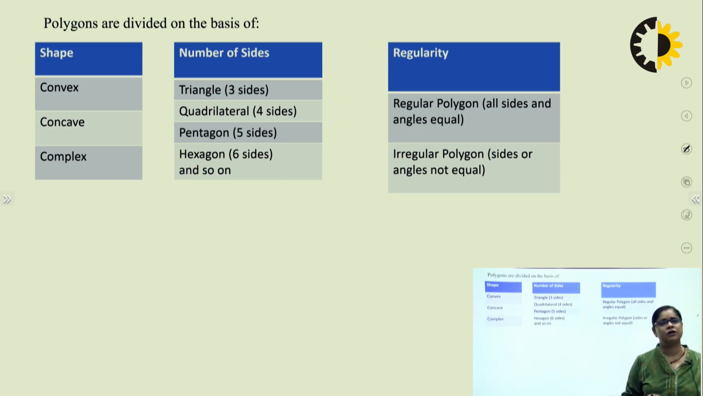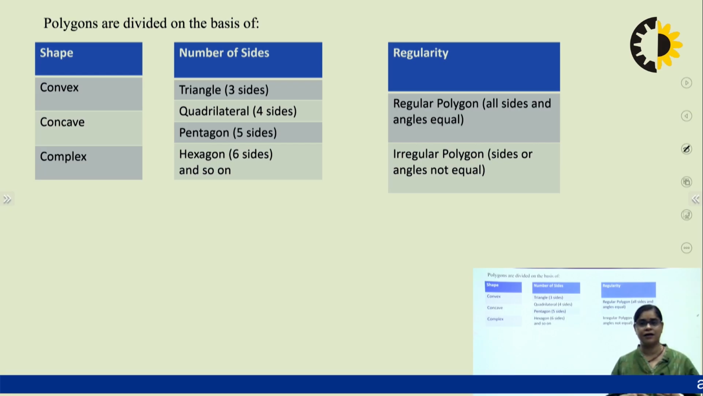When we talk about regularity, polygons are divided into two parts, the regular polygon and the irregular polygon. A regular polygon means that all sides and angles are equal. When we talk about the triangle, all its sides are equal, right? When we talk about the quadrilateral, all its sides are equal and its angles should be equal. But in an irregular polygon, the sides or angles are not equal.